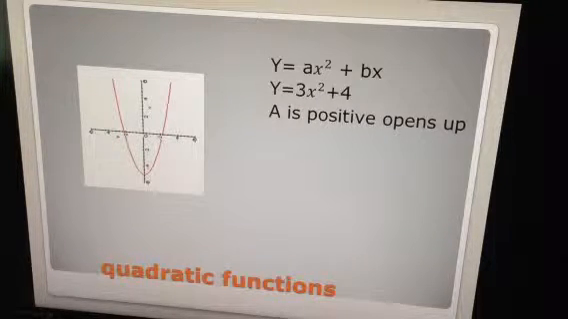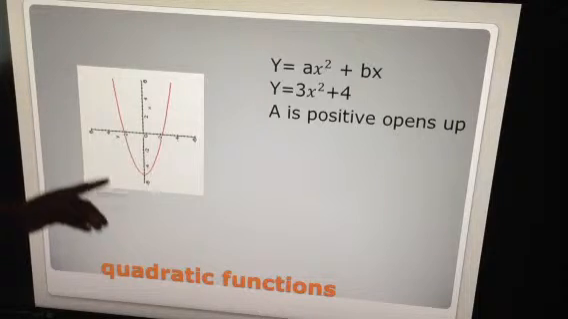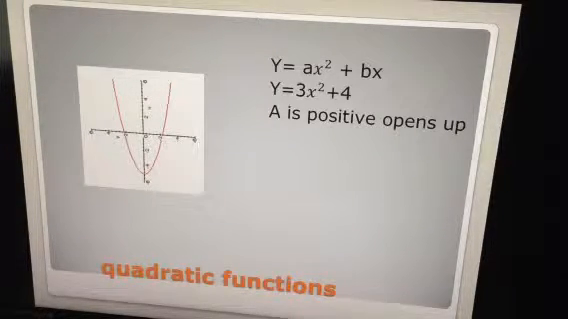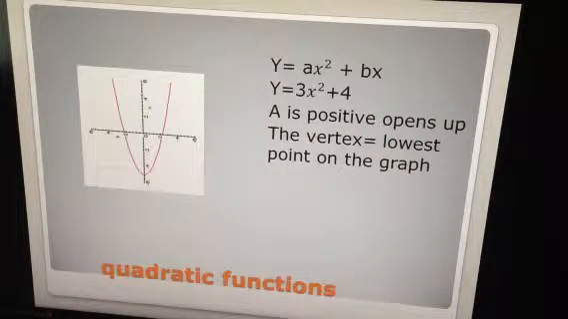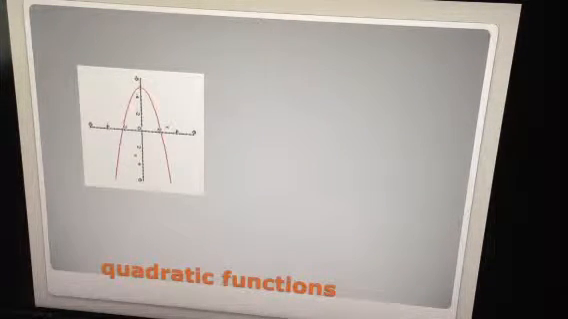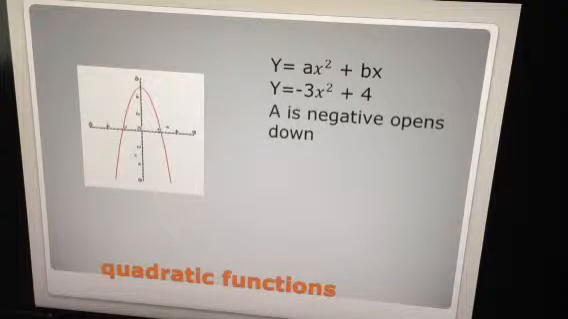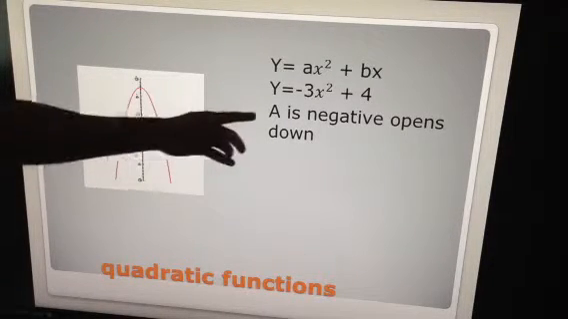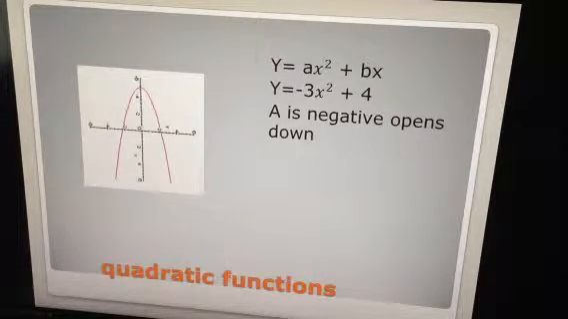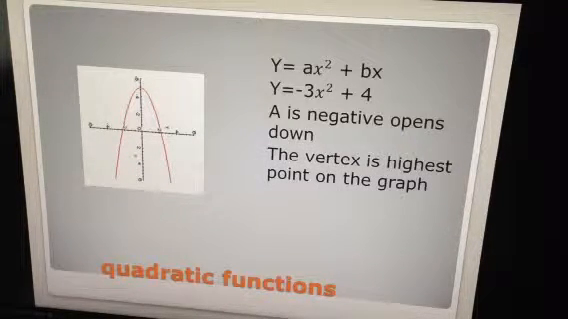Now, in an equation like this, y equals 3x squared plus 4, a quadratic equation, the parabola opens up. The vertex is the lowest point on the graph found right there. A situation like this where a, or your leading coefficient, is negative, the parabola opens down, and the vertex is the highest point on the graph.